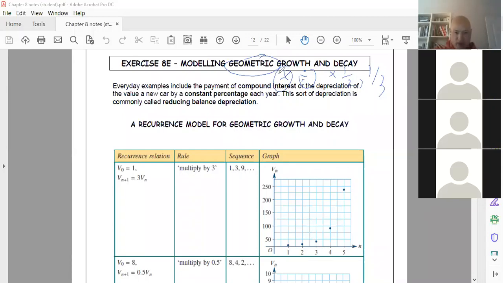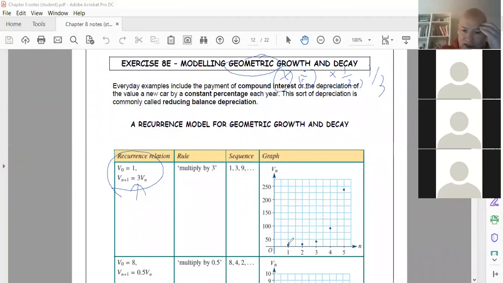So we've still got a recurrence relation. We can see our recurrence relation here. Remember, recurrence relation must have a v of 0. In this case, it's number 1. And then we'll have the v of n plus 1, which equals 3v of n. So this is multiplying, as we can see, by 3. And this is what happens.